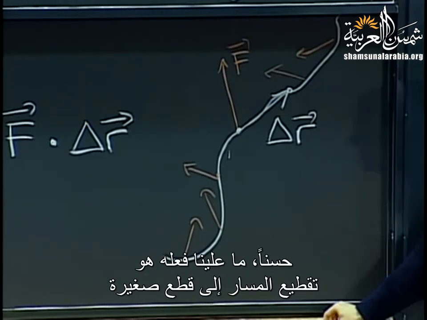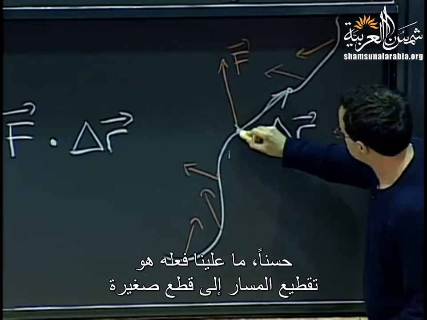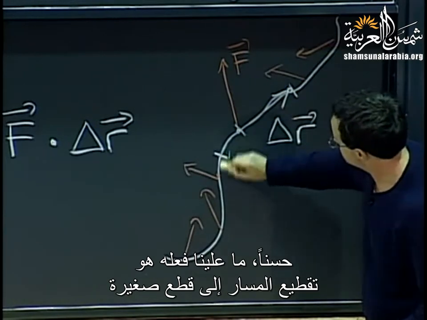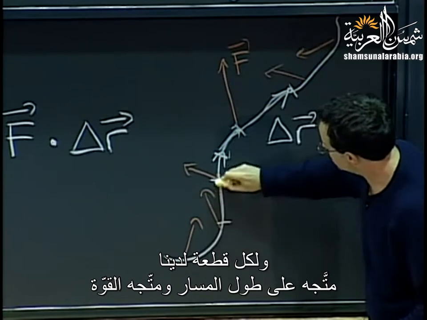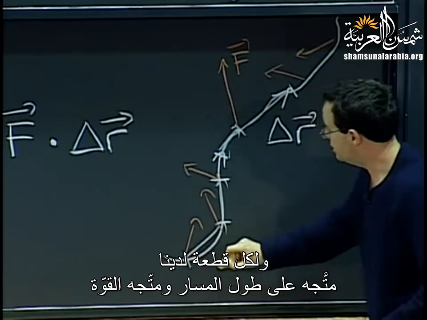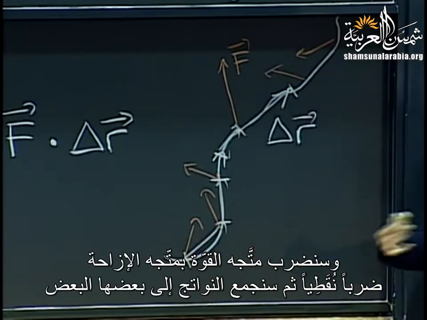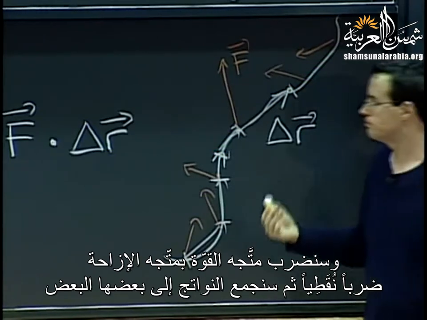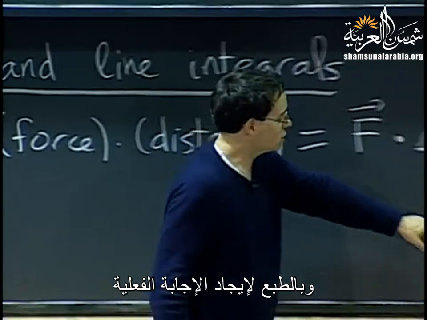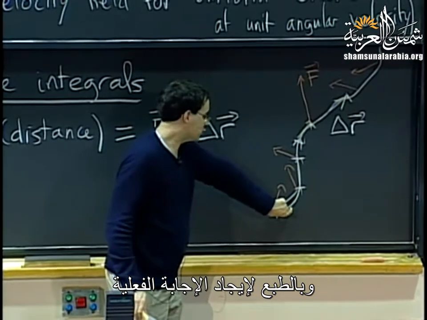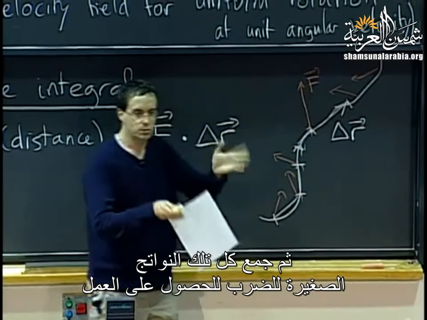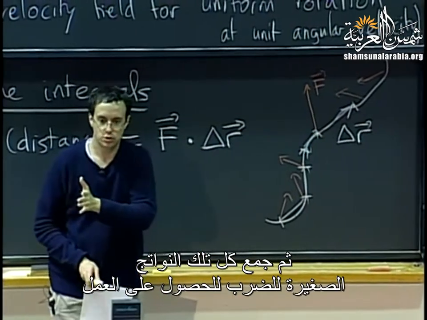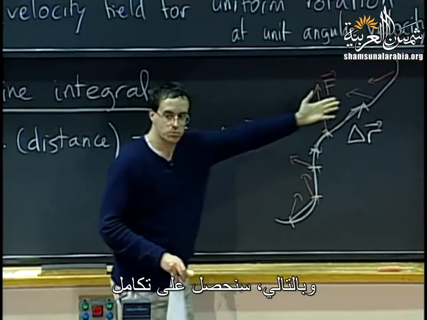Well, what I have to do is cut my trajectory into little pieces, and for each of them I have a vector along the trajectory. I have the force, I do the dot product, and I sum them together. And of course, to get the actual answer, I should cut into smaller and smaller pieces and sum all of the small contributions to work. So in fact, it's going to be an integral.